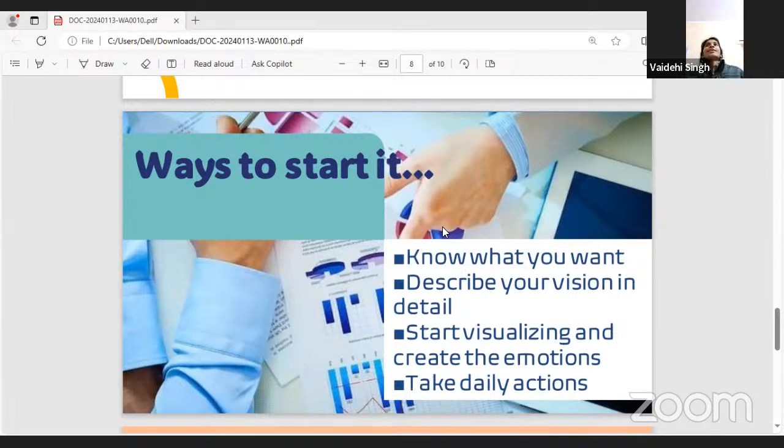So after all that, the main point is how we can start it. The way I would like to suggest is that we first sit down in a very calm place, when we are at rest, without thinking about any other work, with a peaceful mind for 5 to 10 minutes, and describe the vision. I will again take an example for your better understanding of how you can start it.